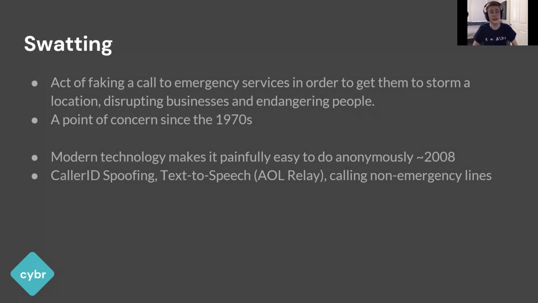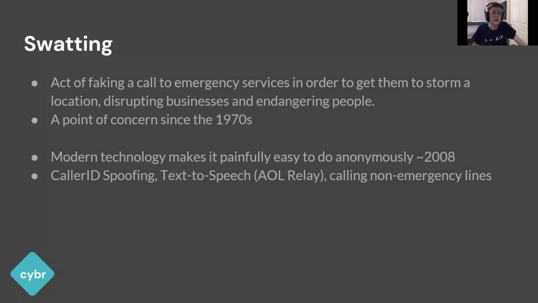Text-to-speech services online, such as AOL's Relay service. AOL's Relay service is a service in which you sign up, and it's for people who have speech impediments to make phone calls. Literally, you type what you want the person to say, and they will say it into the phone for you. And they don't track who's making phone calls through that service, or at least they didn't when this was prevalently used to cause swatting. And that, of course, would allow people to do it anonymously.